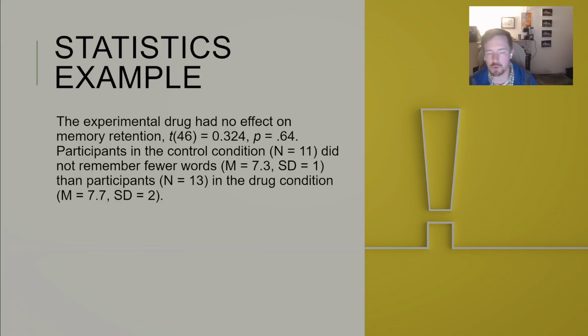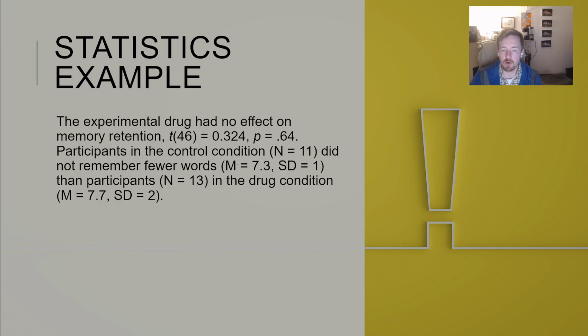This is one of those things that you would have seen in a research article that we've read, and it looks like gibberish. So here's how to read this. Here's an example: the experimental drug had no effect on memory retention. Participants in the control condition did not remember fewer words than participants in the drug condition. I just skipped over all the numbers for now, so let's go back and look at those numbers and what they mean.